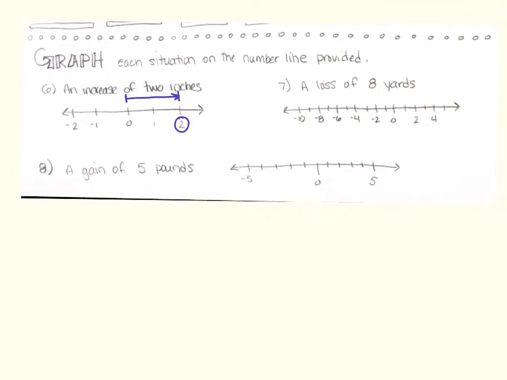A loss of 8 yards for number 7. So again, starting at 0, this time we're going to lose 8, which means go to the left or subtract or have a negative 8. Number 8, a gain of 5 pounds. So gain is a positive. We're going to start at 0 and move to the right 5. Let's move on.